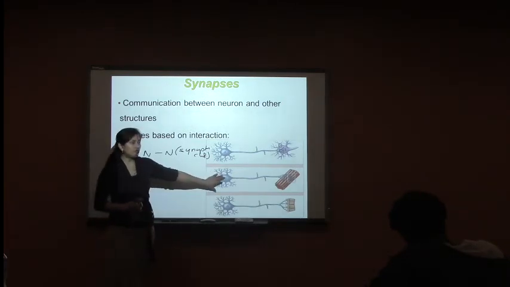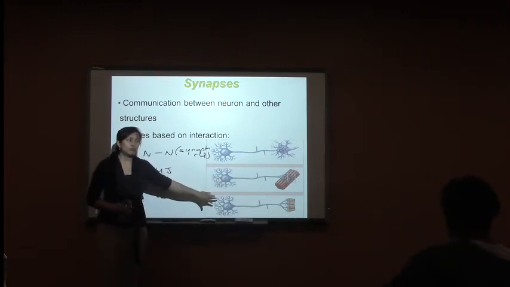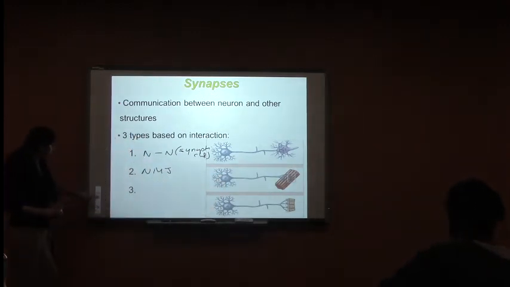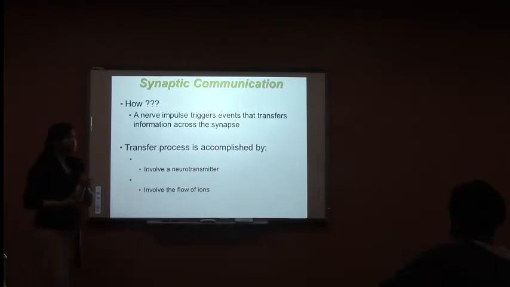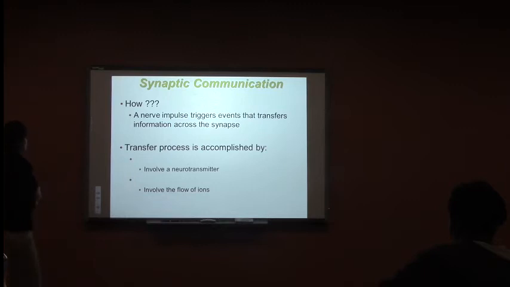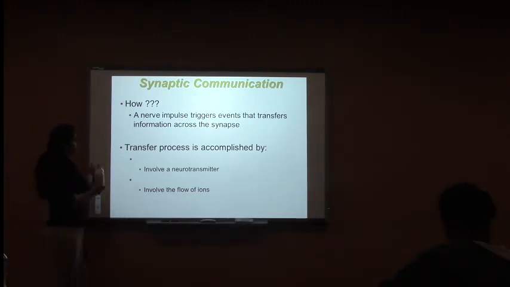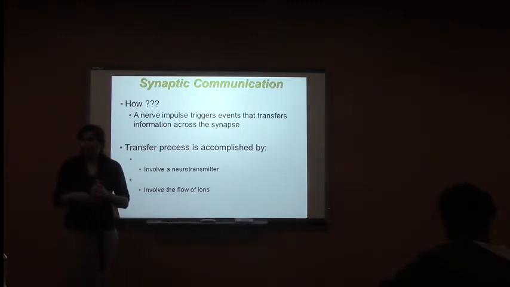This is the same photo from your book. So if you find this photo, it will be... now, synaptic communication. A nerve impulse, basically how does communication occur? Okay, the synaptic cleft is there for communication.